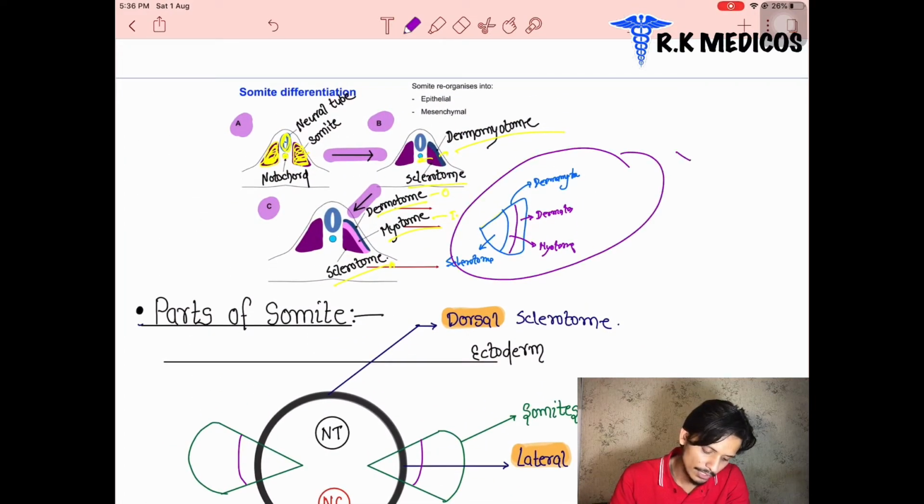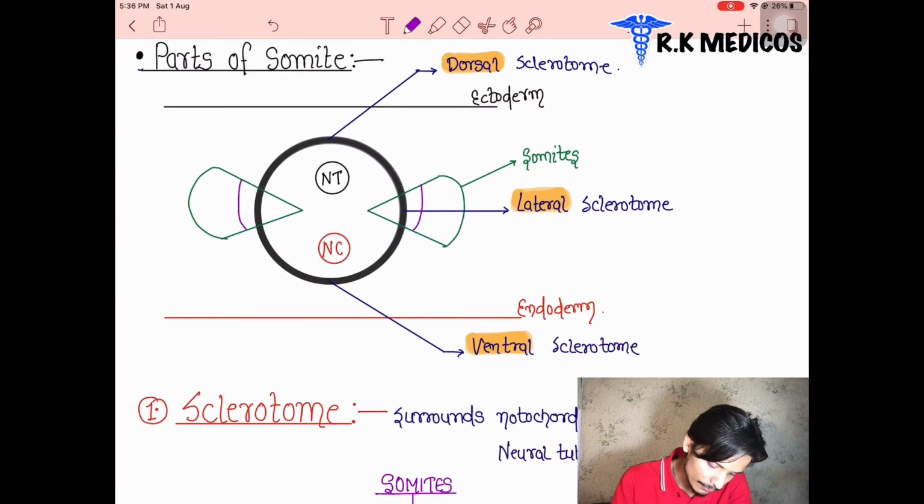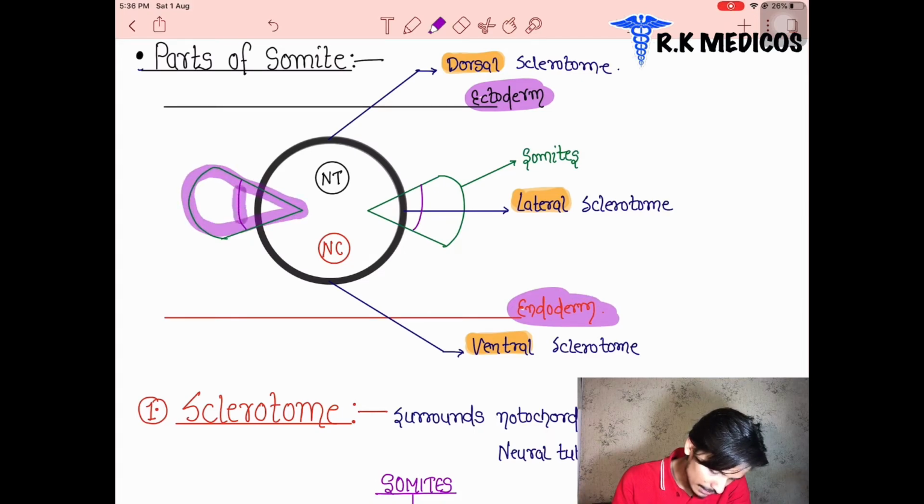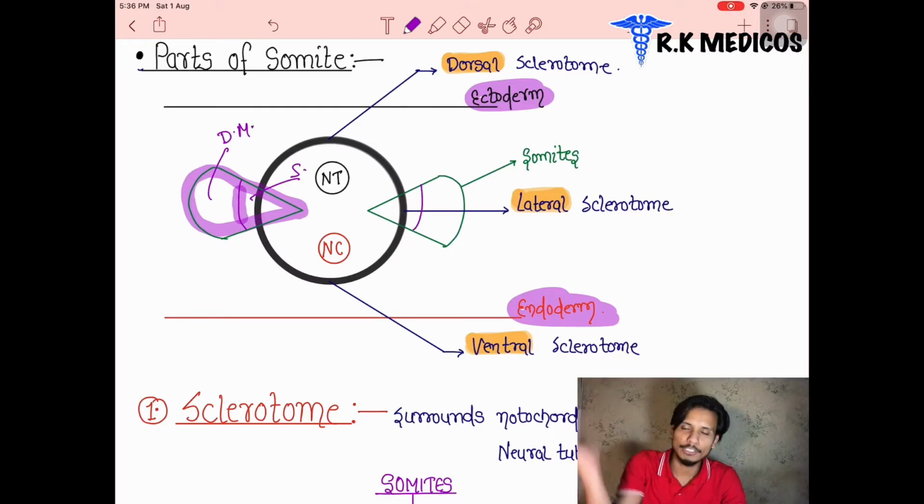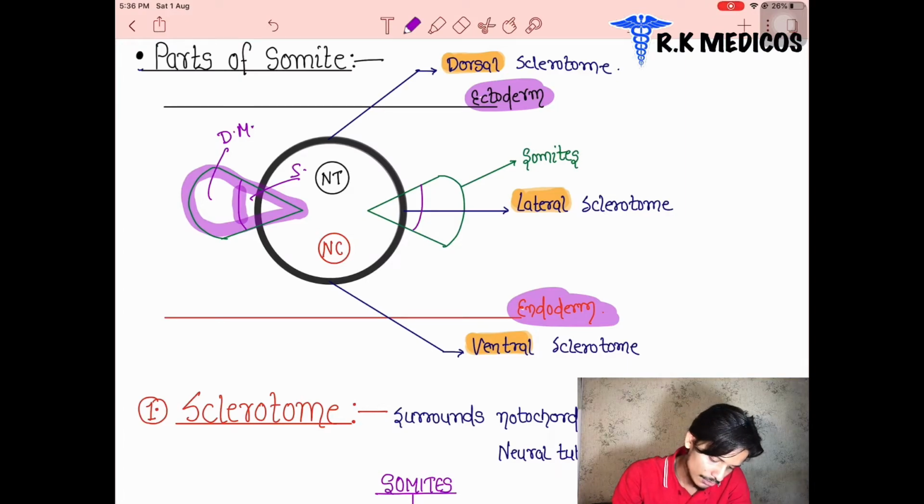This is very important here. Now this is the ectoderm. We can see the ectoderm, you know. This is the endoderm, and the whole structure is the somite. They are divided into two parts. Here is the sclerotome, and here is the dermamyotome, and here is the sclerotome. And this sclerotome is surrounding the neural tube and notochord. This is the structure.